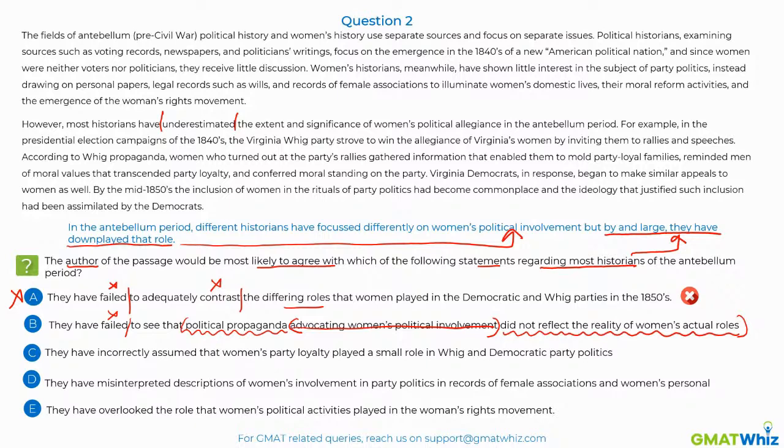Here we are told the political propaganda was very clear. Okay? And the author is not saying that the historians have not seen the political propaganda. The historians have seen it. The historians have not drawn the right conclusion.